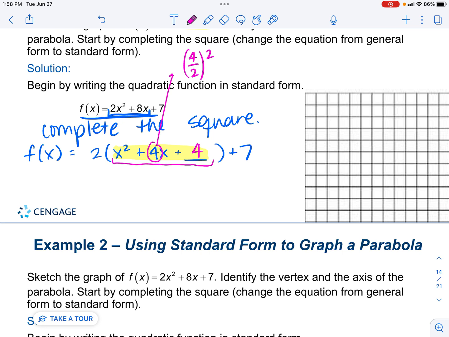Now, you are not allowed to just add 4 and do nothing else. You have to even that out by subtracting 4 later. But actually, when you put a 4 in parentheses with a 2 out in front, you are actually adding 8. So I'm going to have to even that out, or balance it out, with a minus 8. So when I go ahead and fix that, that minus 8 is going to be the thing that undoes what I did.